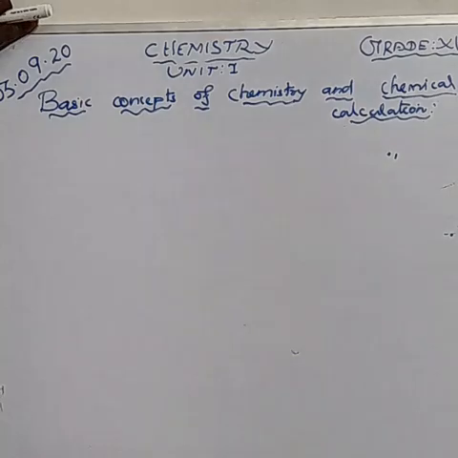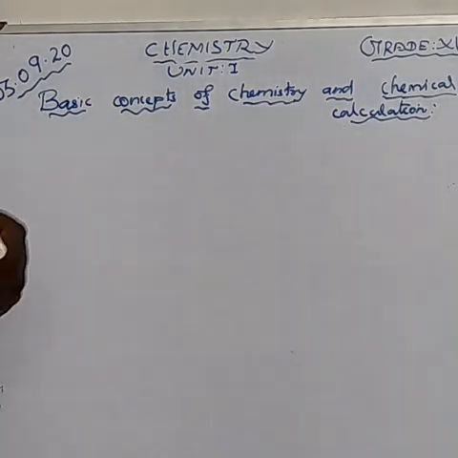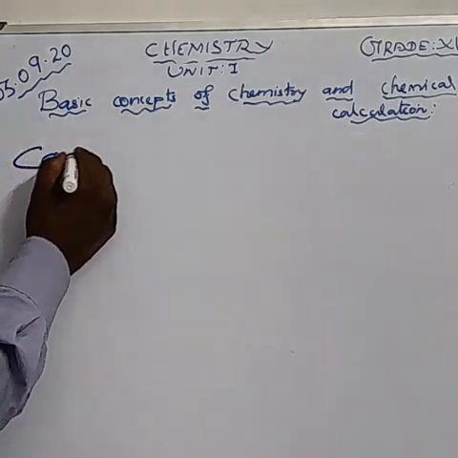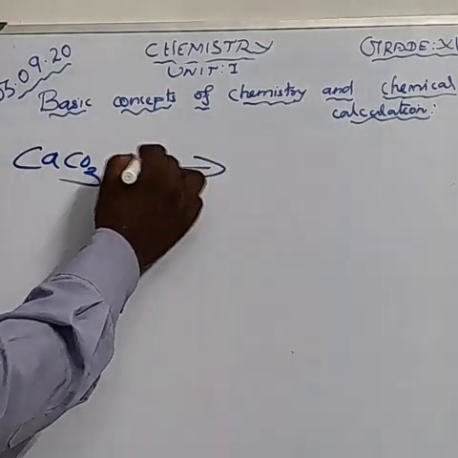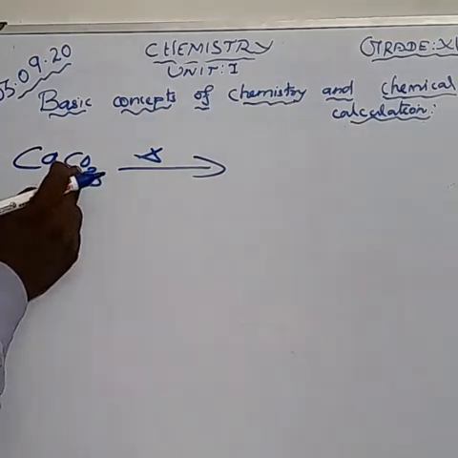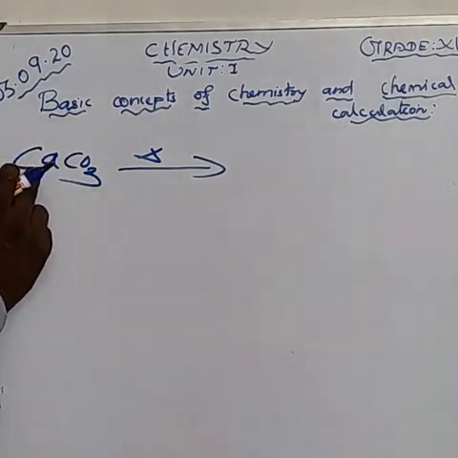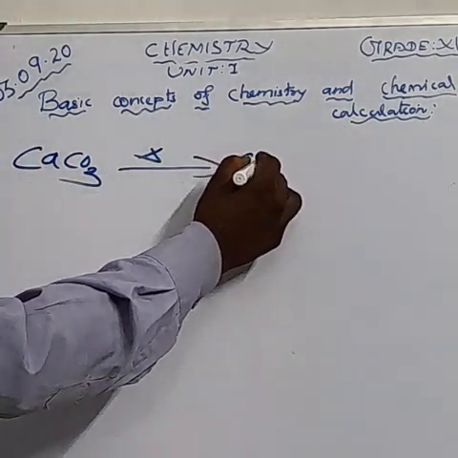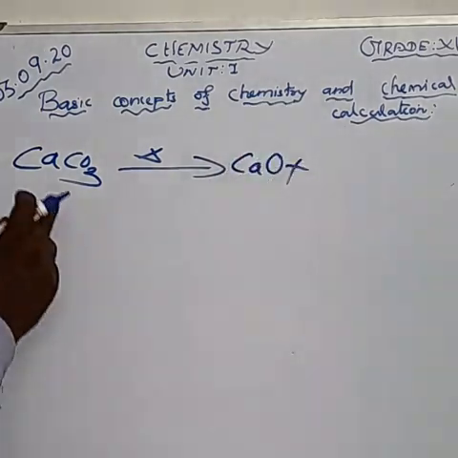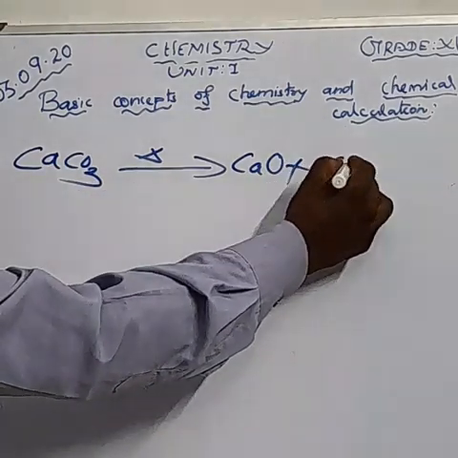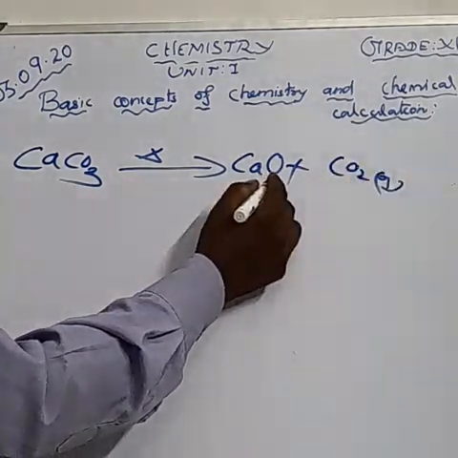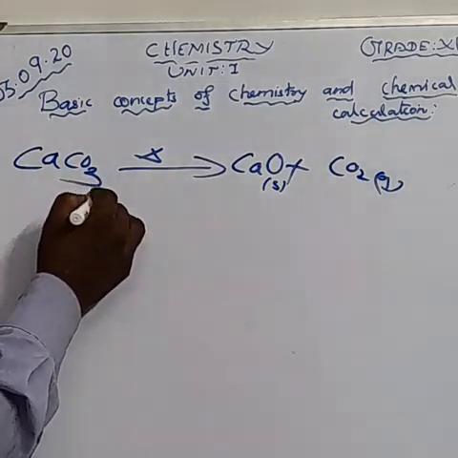What is the formula for calcium carbonate? CaCO3. This is the formula for calcium carbonate. On heating, what's the product? Calcium combines with one oxygen to form calcium oxide, plus carbon dioxide gas is evolved. CO2 gas. Calcium oxide is a solid.